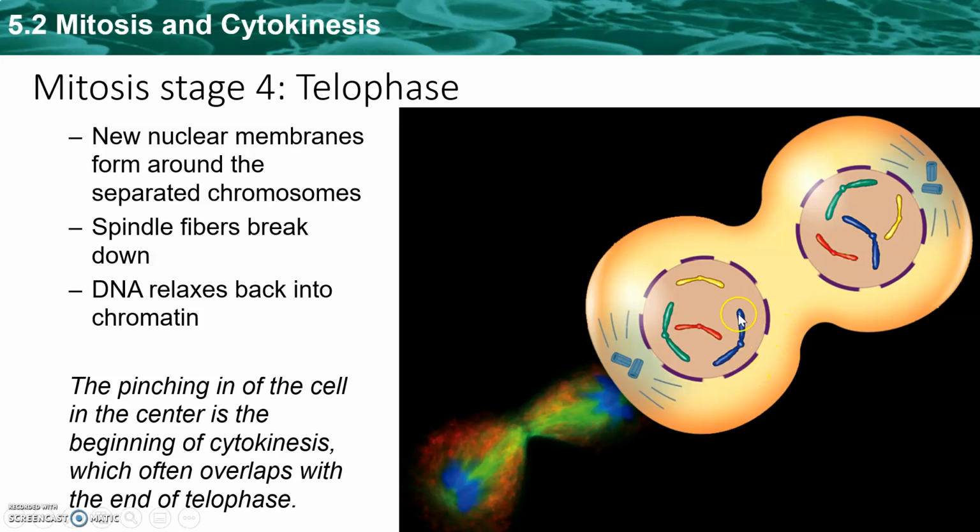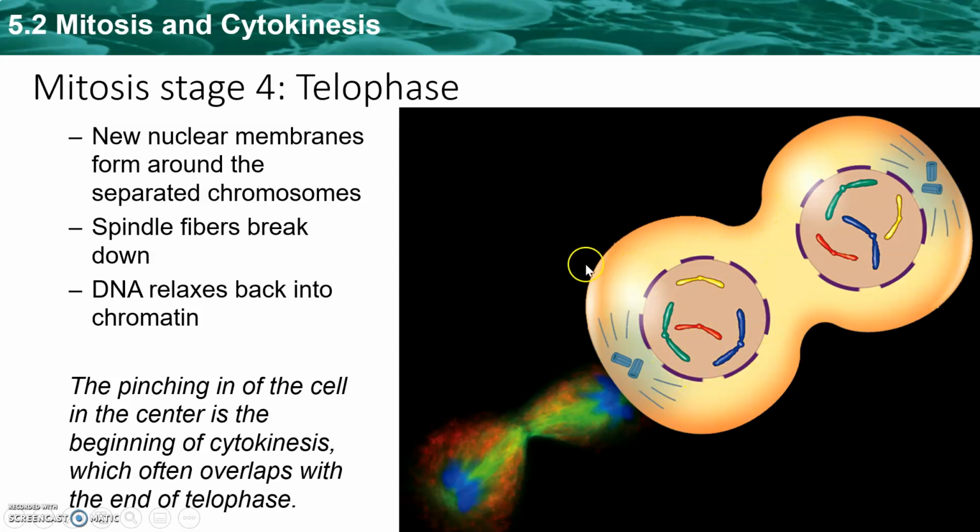That's not really shown here. This is not chromatin yet. This is still showing condensed chromosomes, but it will be in the process of starting to relax. Pretty much as that nuclear membrane finishes forming, that's when the relaxation can start occurring.